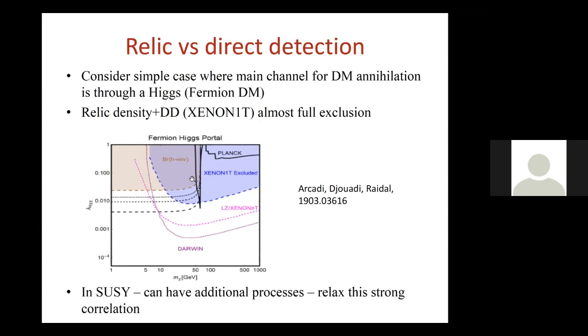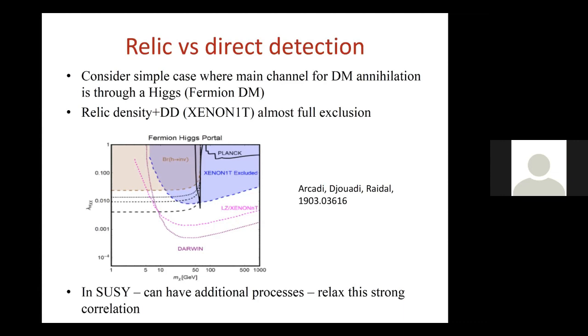And you see the region that is currently excluded by XENON1T. And for high dark matter mass, you see that there's more than one order of magnitude exclusion. So this simple model is just completely excluded by the combined requirement of relic density and direct detection, except for this very tiny region where the coupling can be smaller because there is this resonance and enhancement when you look at relic density. Of course, there's no resonance for the direct detection process.